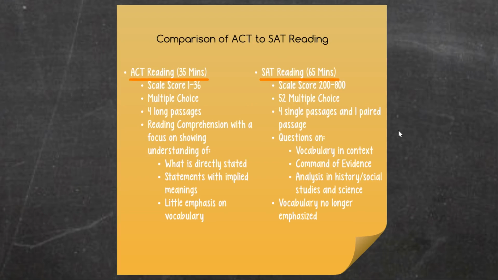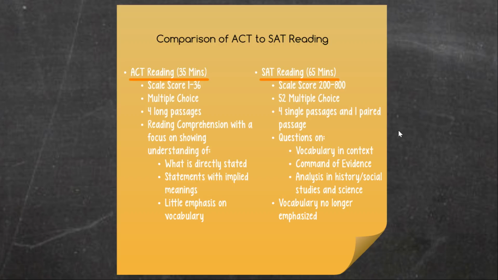Okay. And here's a comparison of the ACT and the SAT reading sections. The ACT reading section is 35 minutes long on a scale score from 1 to 36. It is multiple choice. It has 4 long passages. Reading comprehension with a focus on showing understanding of what is directly stated, statements with implied meanings, and there is little emphasis on vocabulary. For the SAT, it is 65 minutes long.